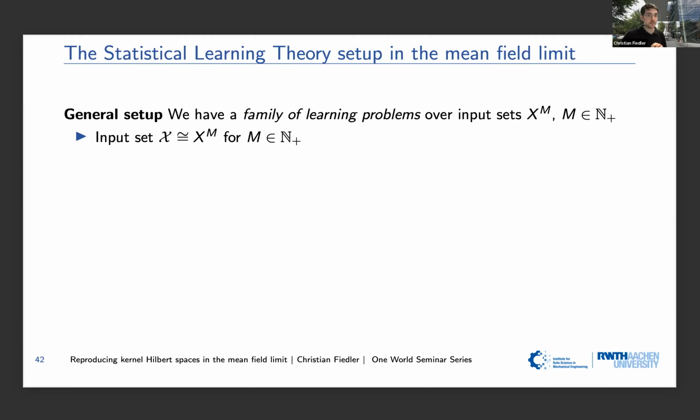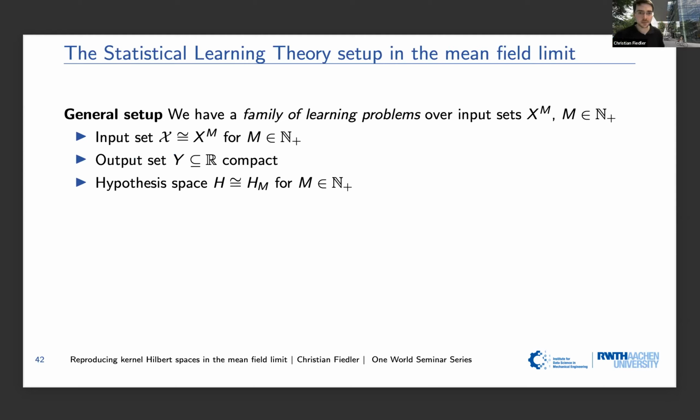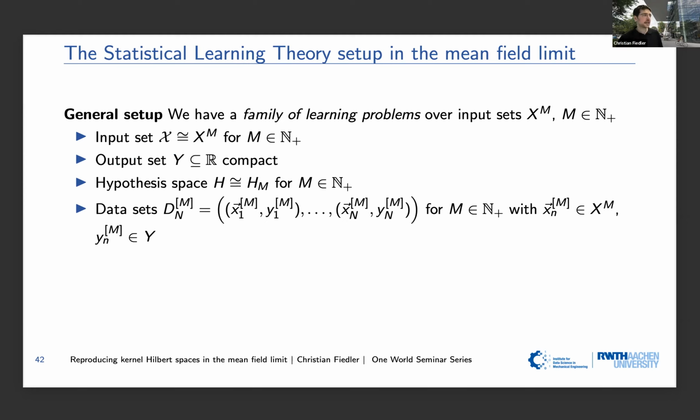Okay, so what does this mean for the mean field limit? What we have is a family of learning problems where the number of input variables is increasing. So the input sets are X^m. The output set is fixed, say compact. The hypothesis spaces will be the corresponding RKHSs H_m for kernels K_m. Data sets are always of the same form, where the inputs are tuples of increasing length, and loss functions have the corresponding form.